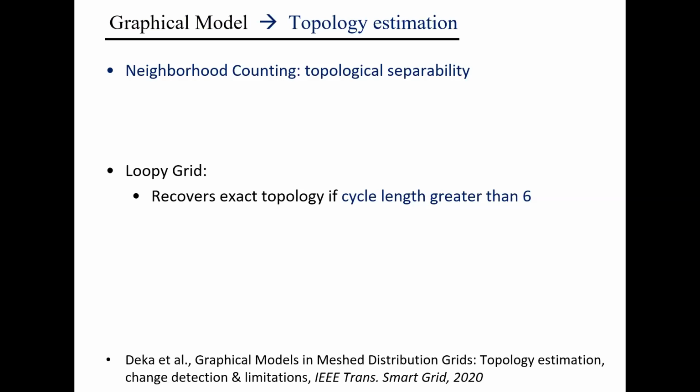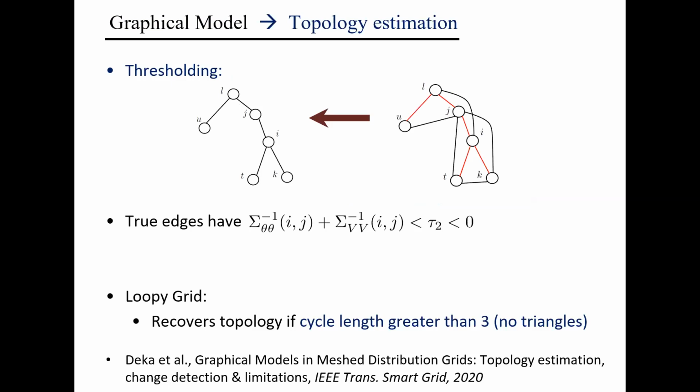We actually showed this also operates for loopy grids, with these mesh grids where there can be cycles, as long as the cycle length is greater than 6, which means the minimum size of a cycle should have at least 7 nodes. And this is again a theoretical result, which shows where you can do loopy grid reconstruction. On the other hand, we also came up with a thresholding policy, which actually builds up on some prior work for DC power flow based learning done by Saverio Bolognani.